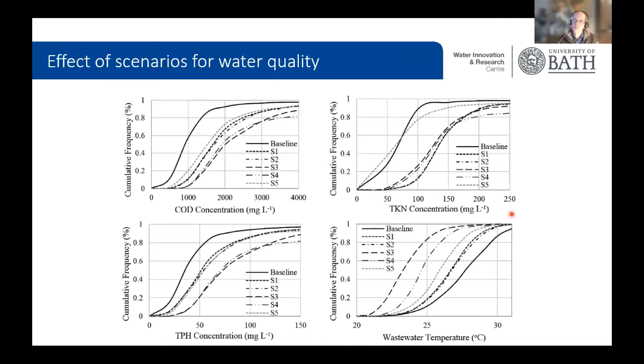And what you see here in the next slide is that the solid line is the baseline scenario. That's our current use. All of these improved low water saving scenarios show that concentrations are increasing. So these are cumulative plots of the concentration. You see the concentration here, and this is the cumulative frequency of these models. And you see that the concentration all goes up to higher values. This is for COD, again here for nitrogen, phosphorus goes up, and temperature goes the other way around.